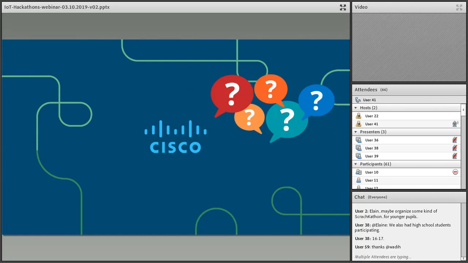We are a bit out of time, but I would still like to open the floor to the questions that were addressed in the chat, and maybe we can start from Vadik. There was a question about the age of the pupils: at which minimum age is it reasonable for pupils from school to start participating in hackathons?